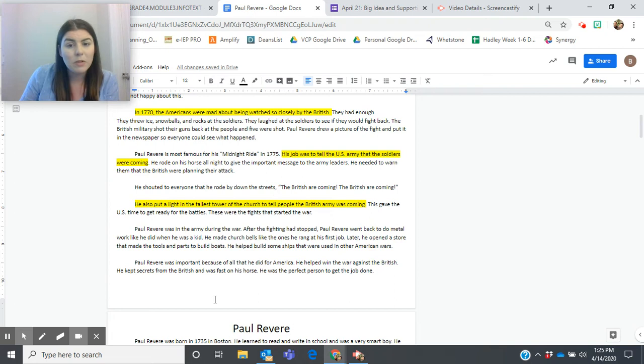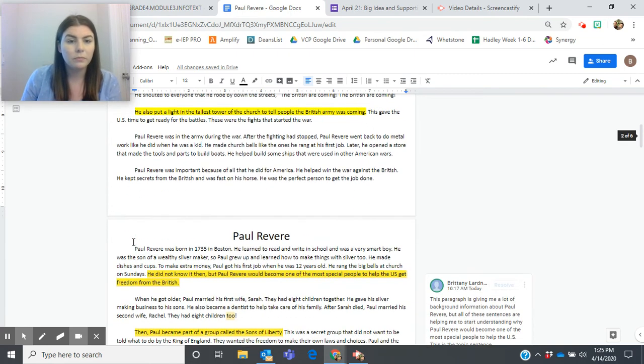Paul Revere was in the Army during the war. After the fighting had stopped, Paul Revere went back to do metal work like he did when he was a kid. He made church bells like the one he rang out at his first job. Later, he opened a store that made the tools and parts to build boats. He helped build some ships that were used in other American wars. This seems to be a paragraph that's telling me all about Paul Revere after the fighting had stopped. This right here is more biographical information. I don't need to find a topic sentence here. Let's look at the last paragraph.